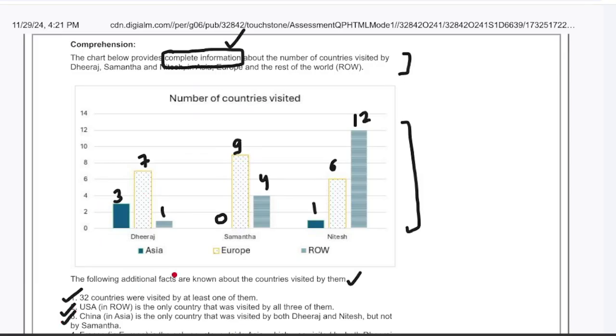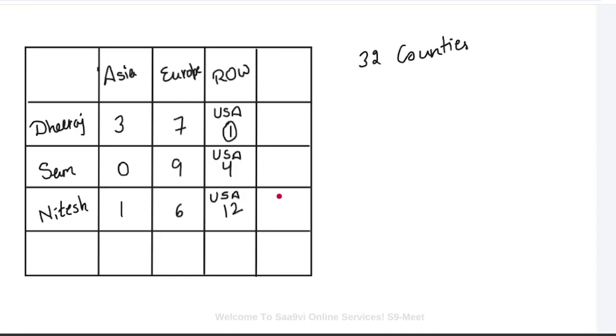China is the only country that was visited by both Dheeraj and Nitesh, but not by Samantha. So Samantha did not visit China. Of course, she can't, because in Asia we have only Dheeraj and Nitesh visiting the countries, not Samantha. Now Samantha is 0, Nitesh is 1. That means this one country has to be China. This is 1 that has to be China. In these 3 countries which Dheeraj visited in Asia, 1 has to be China.